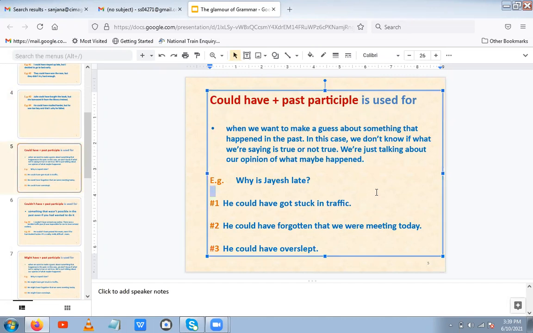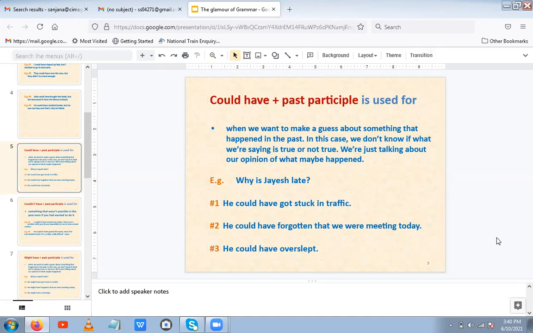Could have plus past participle. Suyash, you have to make a sentence in the present. Could have plus past participle. They could have won the IPL, but they didn't. Read the slide. Ma'am, Rishu or me? Yes, Rishikesh, read. Your name is Rishu, right? Yes, Rishu.